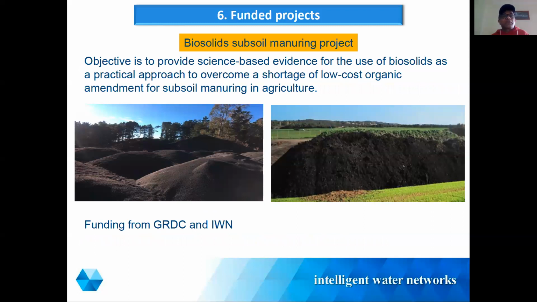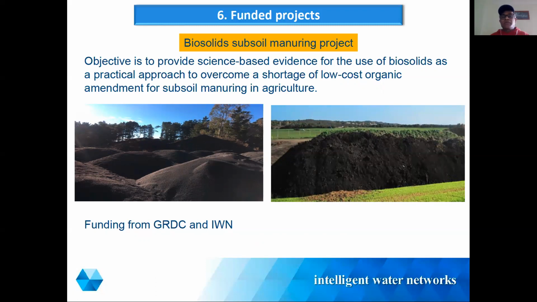The objective of this project is to develop science-based evidence for the use of biosolids as a practical approach to overcome a shortage of low-cost organic amendments to improve subsoil constraints in the grain industry. The original funding came from GRDC, and IWN is also part of that project. This is stage 1 of the project, and we're getting some fantastic yields and great responses to subsoil manuring with biosolids.